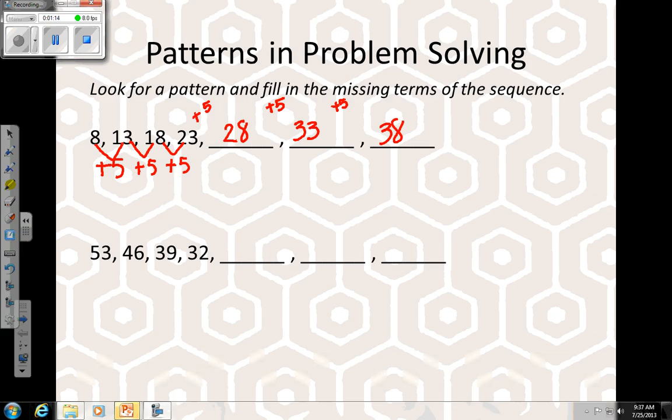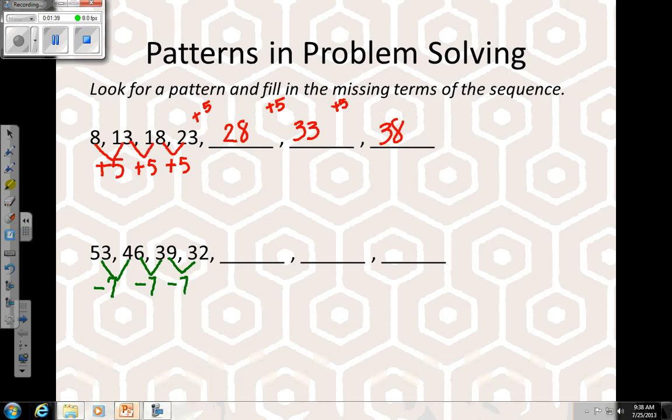For this next sequence here, notice that I'm decreasing instead of increasing in my numbers. From 53 to 46, I had to subtract 7. From 46 to 39, same thing. I subtracted 7. From 39 to 32, subtract 7. So it looks like in each case I'm subtracting 7 from the numbers.